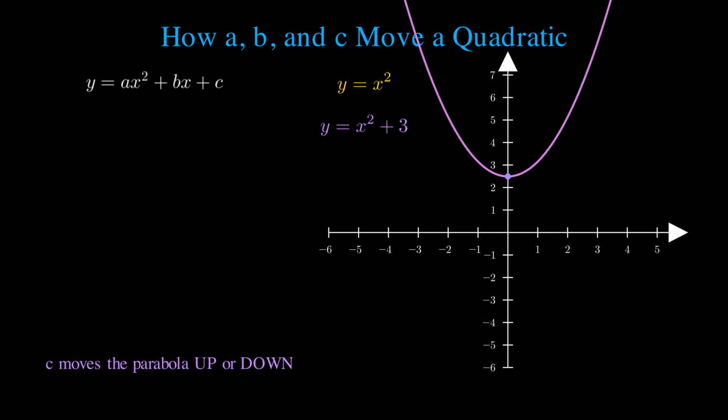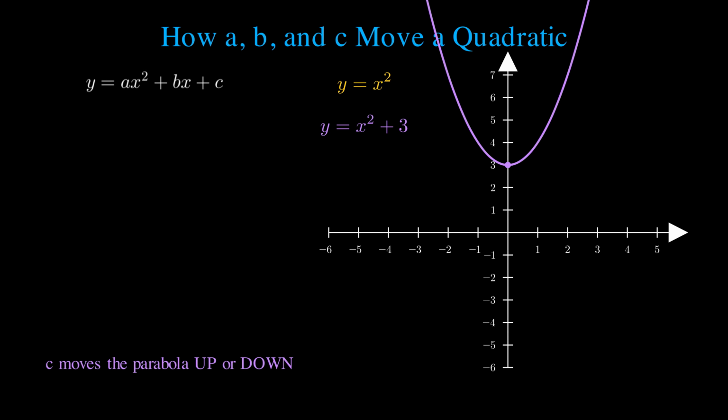Y equals x squared plus 3. C moves the parabola up or down. Nothing else changes. The shape stays the same. Because c equals 3, this is also the y-intercept. So remember this. C tells you where the graph crosses the y-axis.